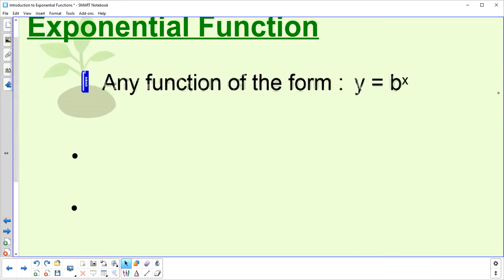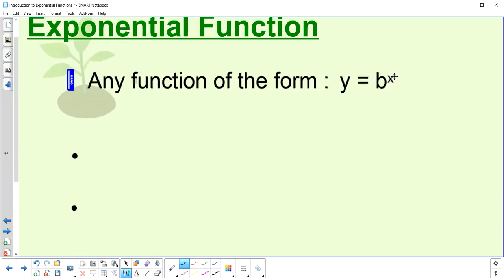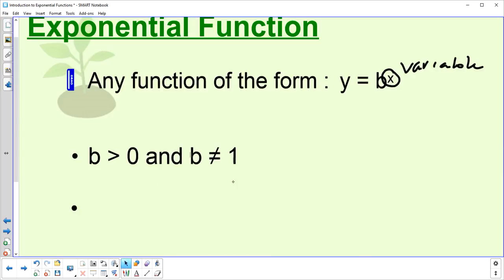It's going to be any function of the form y equals b^x. So you notice now your variable is the exponent. That is the big piece. Your variable is in your exponent. Okay, b is never going to be equal to 1, and it's always going to be positive. So it's any number between 0 and infinity. Never a negative number, never 0, and also never 1.